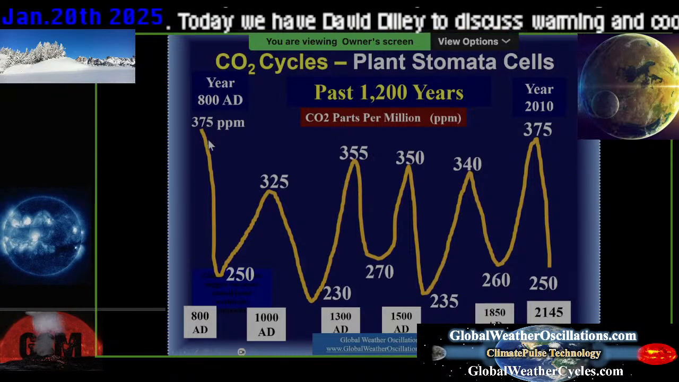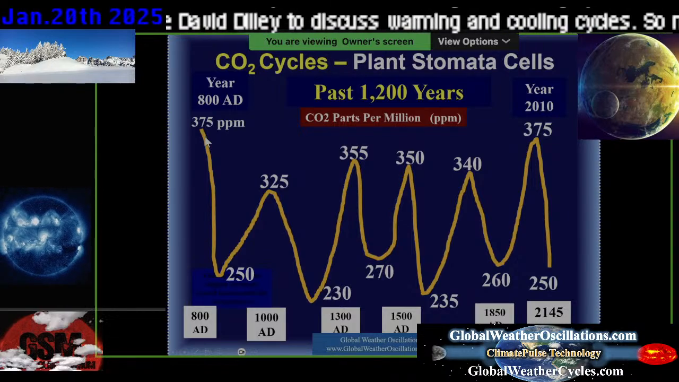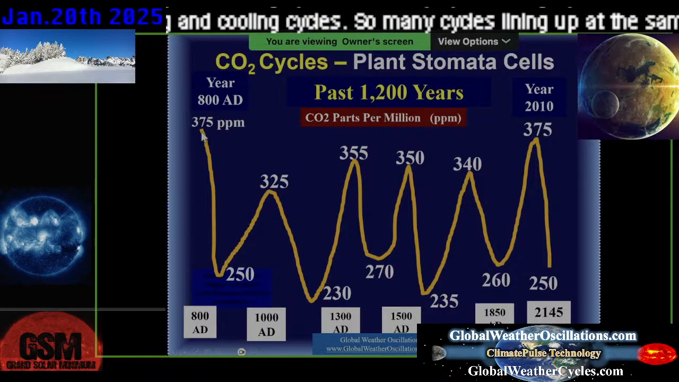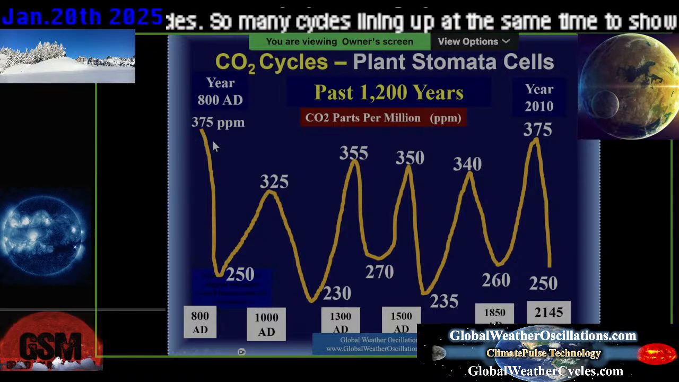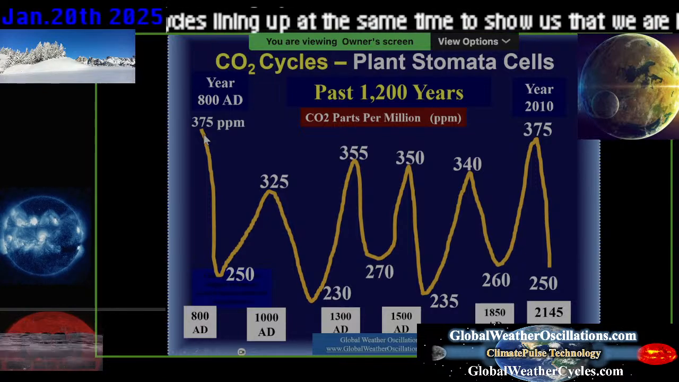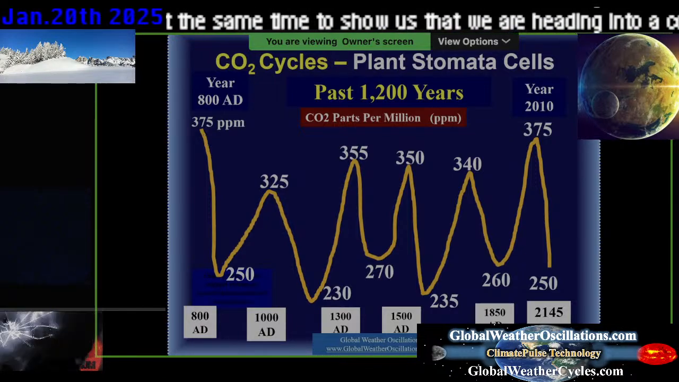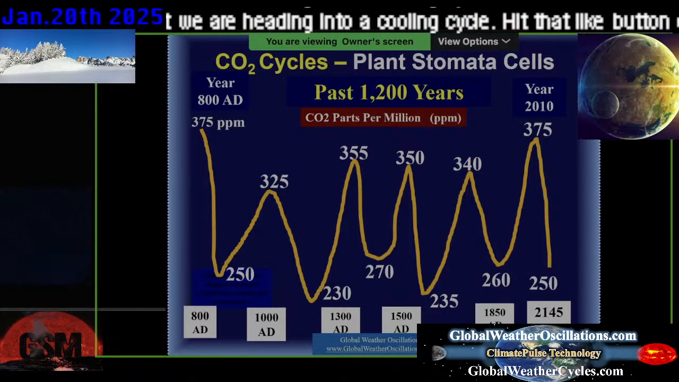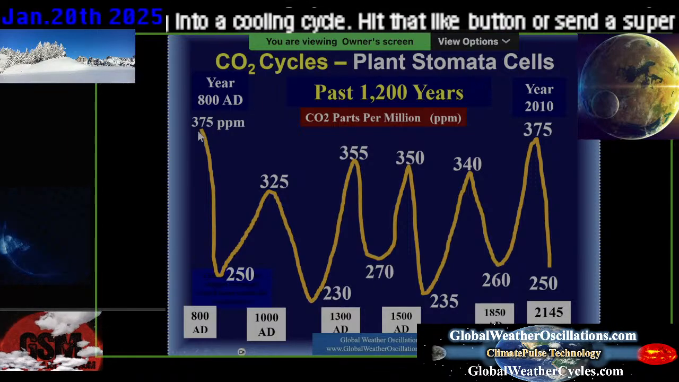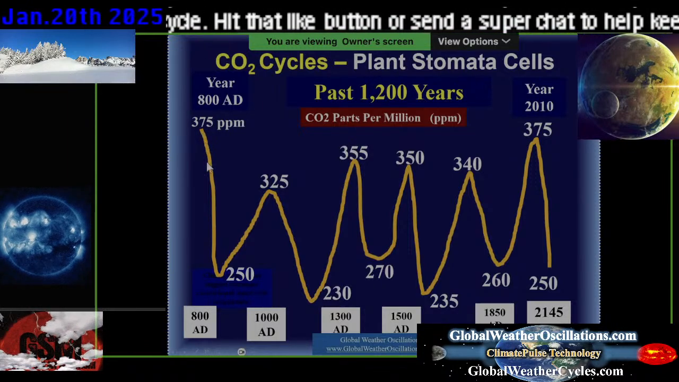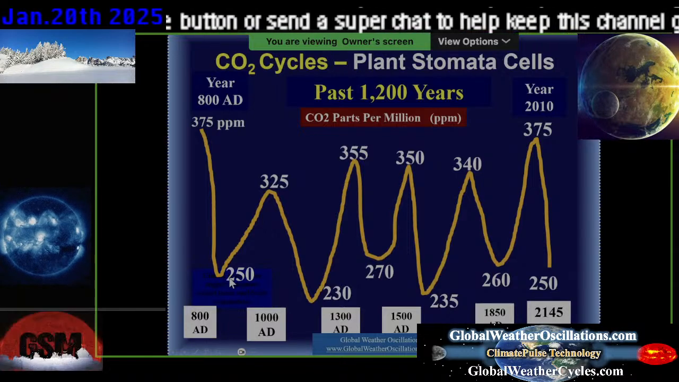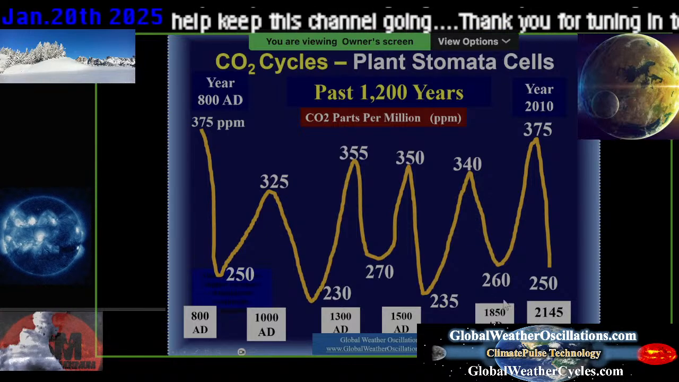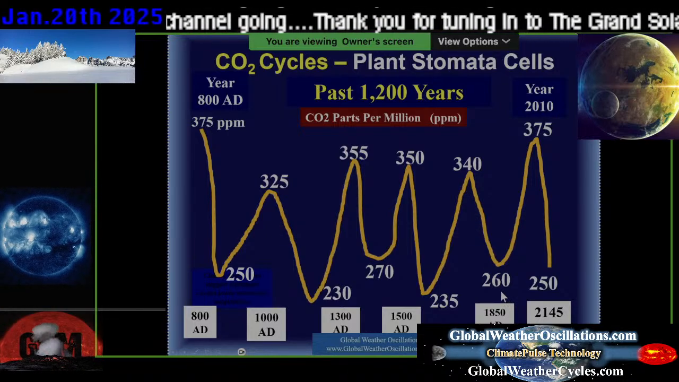The orange line is the carbon dioxide. And if we go back to 800 AD, the study showed that we had 375 parts per million of carbon dioxide. Well, with the ice core studies and everything, we're told it's never been above 300 parts per million. Well, that's not what the plant stomata shows. Then it decreases down to 250, back up, down to 230, up, down, up, down. And in 1850, it's 260 parts per million.